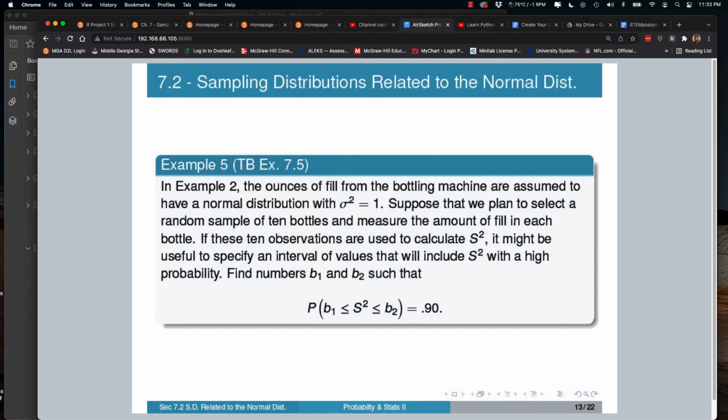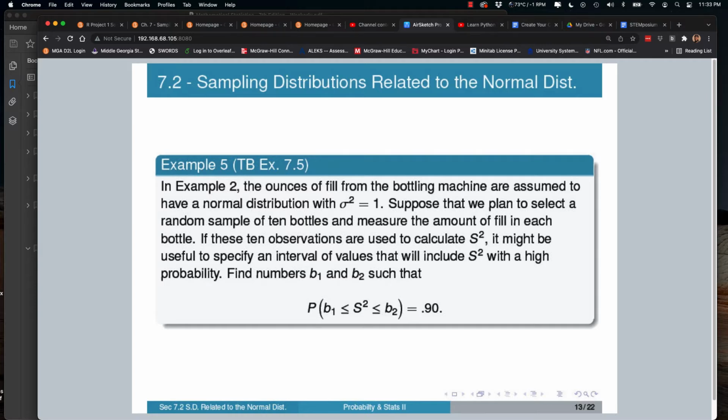So we're going to just jump into an example here because we've already kind of looked at the chi-square distribution a little bit. But example 5 from the textbook in this section says, in example 2, the ounces of fill from the bottling machine are assumed to have a normal distribution with sigma squared equal to 1. Suppose that we plan to select a random sample of 10 bottles and measure the amount of fill in each bottle. If these 10 observations are used to calculate s squared, it might be useful to specify an interval of values that will include s squared with a high probability.